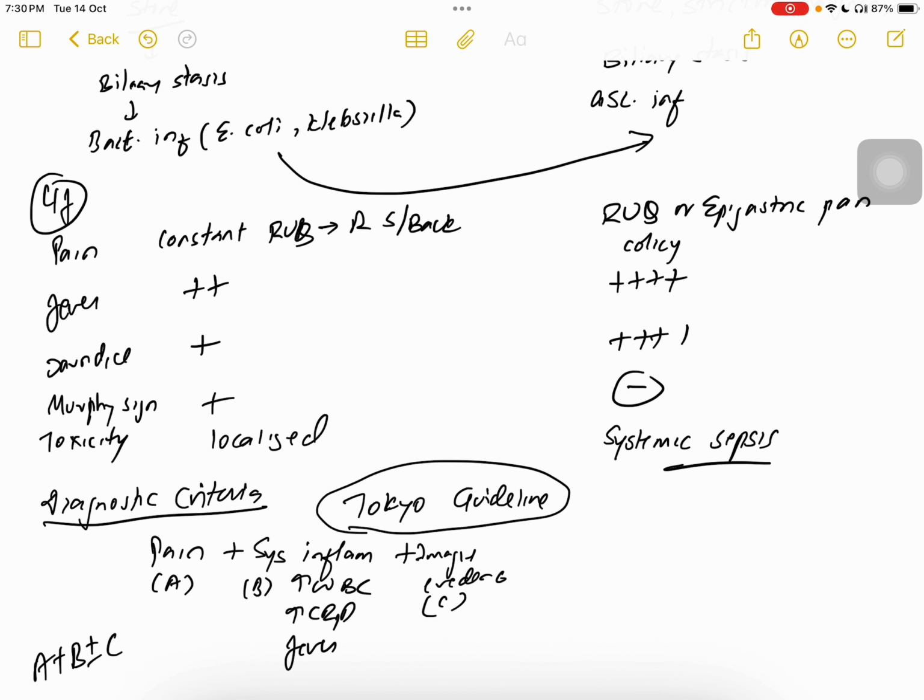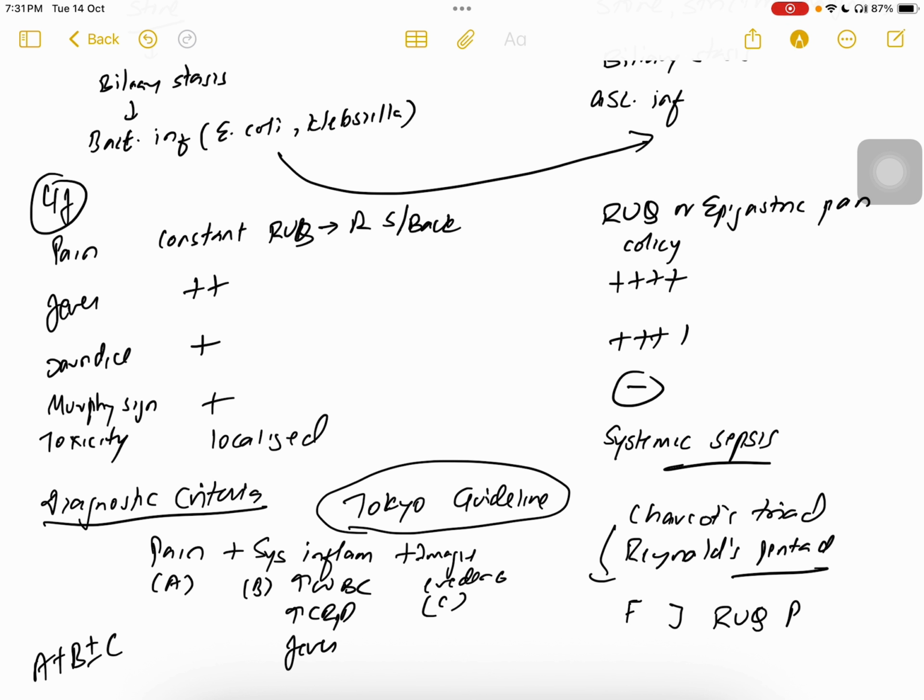While for cholangitis, we often discuss Charcot's triad or Reynolds' pentad. Charcot's triad is fever, jaundice, and right upper quadrant pain. In the pentad, we add hypotension and altered sensorium as well. This is called acute cholangitis.